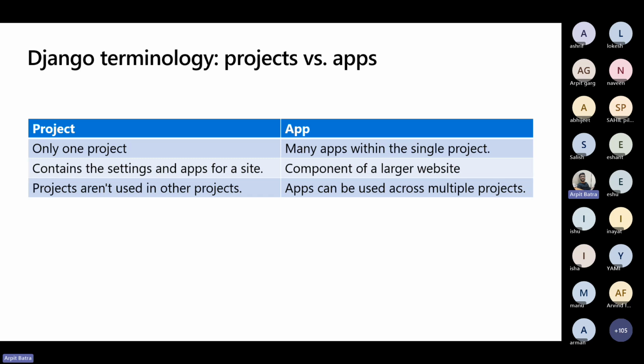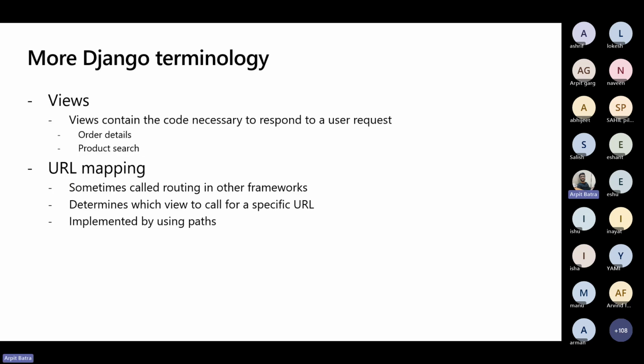With the comparison, I again repeat, in the project we have only one project, but in the application we have many apps within the single project. The project contains the settings and apps for a site, but the application has a component for a site. Projects are not used in other projects, but an application can be used across multiple projects. Okay, these are all about the project and app.